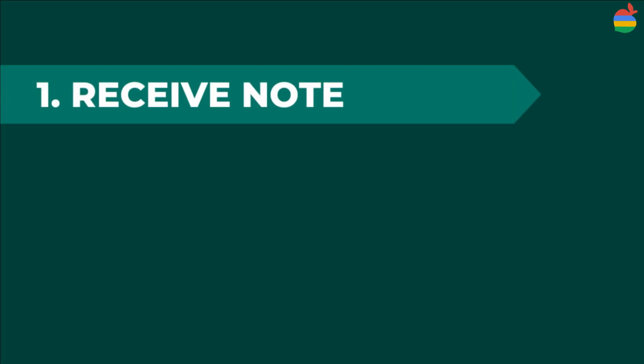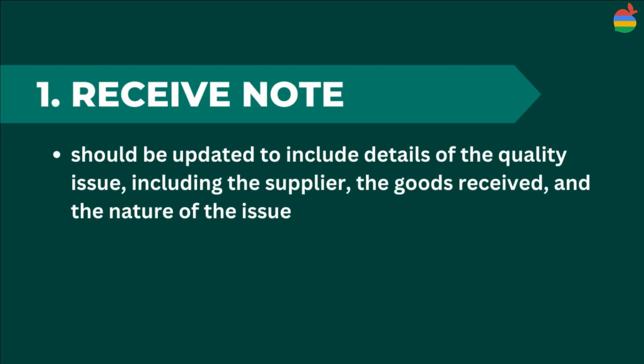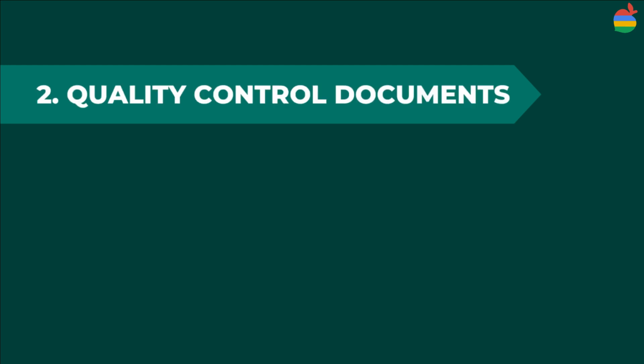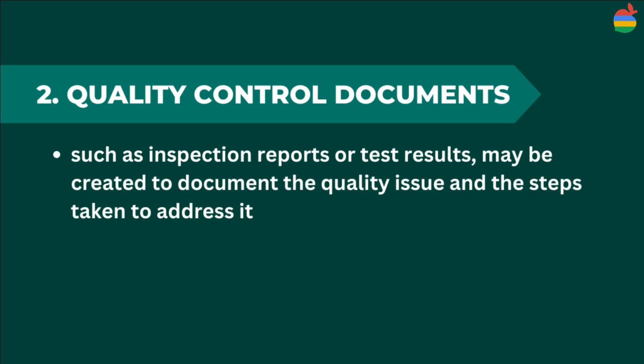First, receipt note. The receipt note should be updated to include details of the quality issue, including the supplier, the goods received, and the nature of the issue. Number 2, quality control documents. Quality control documents such as inspection reports or test results may be created to document the quality issue and the steps taken to address it.